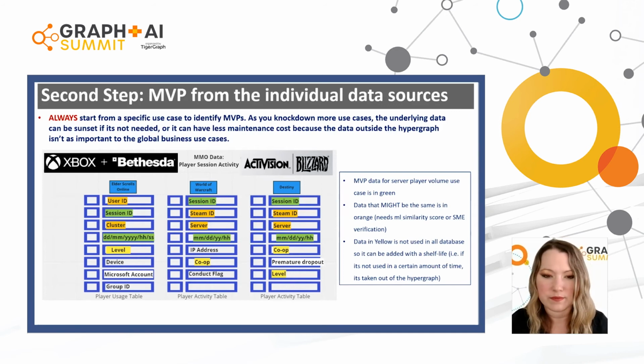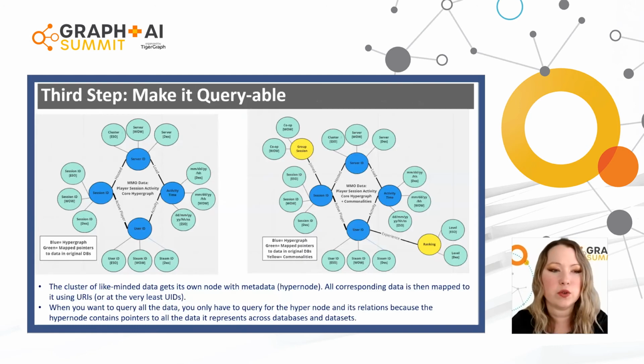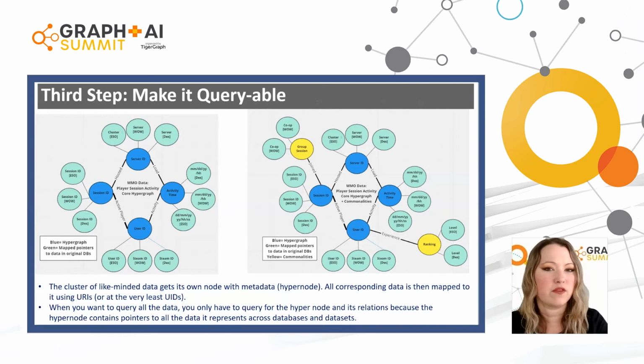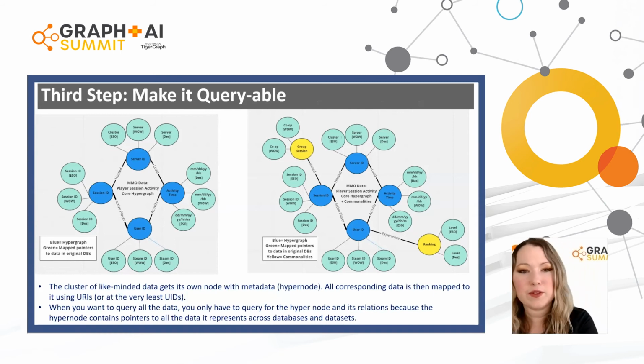Okay, step 3. So step 3 is make it queryable. Now we already understand the MVP data. We have identified what tables and fields and things in the individual databases mean the same thing or something that is similar. And now we can do the mapping in the graph.